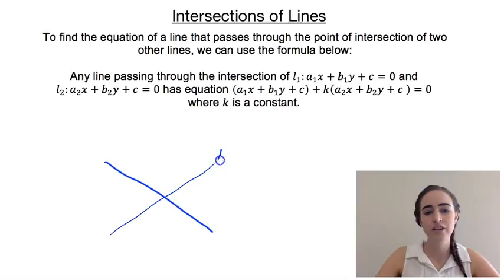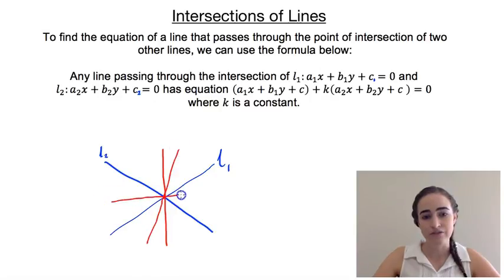So the equation of one of the lines is going to be a1x plus b1y plus c1 equals 0. So a1, b1 and c1, that should have a 1 on it, sorry. They're all numbers. And the equation of our second line, L2, is a2x plus b2y plus c2 equals 0. So we know those. Then any line passing through the intersection of those, and there's infinitely many of those as long as they pass through that point there.